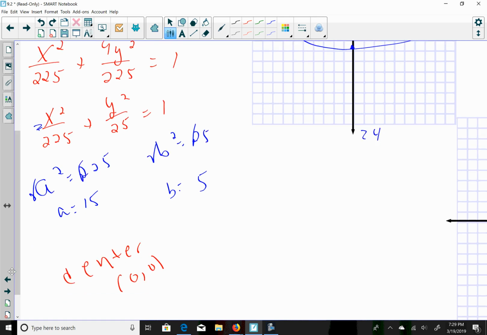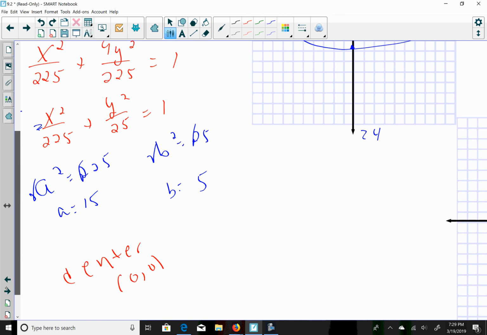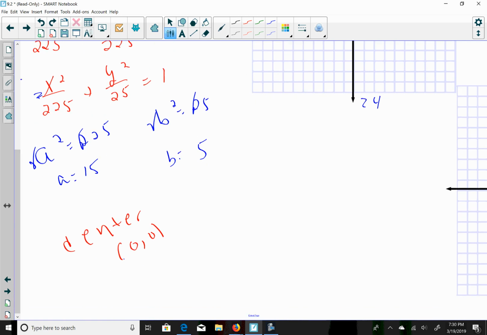My center is 0, 0. To find my vertices, to find this vertex and this vertex, I added my 15 to the x coordinate. So it's kind of like I took that 0 and I did plus or minus 15, because I'm changing x to 0. So I ended up with 15, 0 and negative 15, 0.